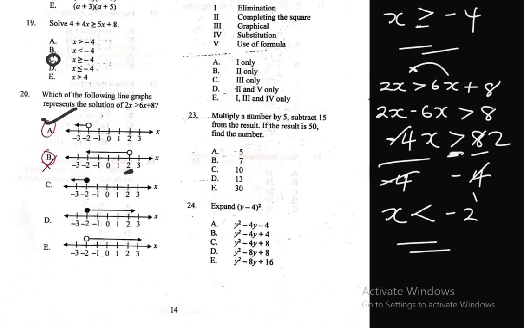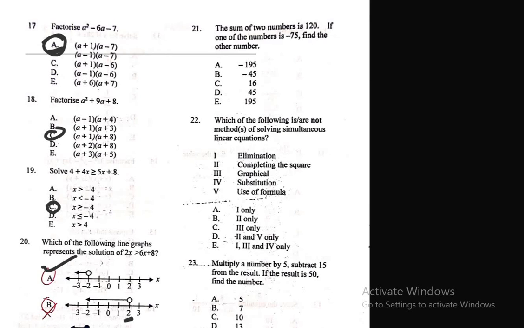Alright, let's go over to the next question. So question 21 says, the sum of two numbers is 120. So this number plus this other number, which happens to be minus 75, is equal to 120. Find the other number, find this empty one. To get this number, I need to collect like terms. Move minus 75 to this side to meet 120, since we are looking for this shaded one.